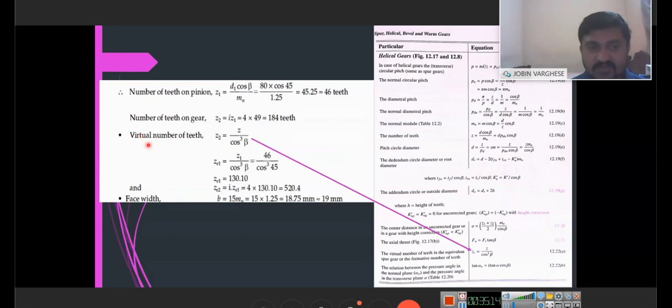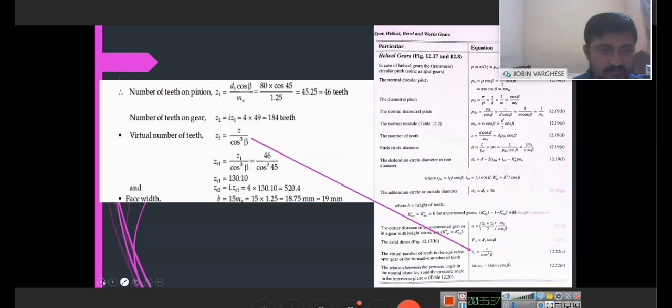Virtual number of teeth: I told you there is a formative gear, so that we are forming a spur gear. From that, we are calculating the virtual number of teeth. So that can be calculated from this equation here. Then we have to go for base width. That is face width we have to calculate, and it is given as 15 times mn, because already we have assumed it as 15.